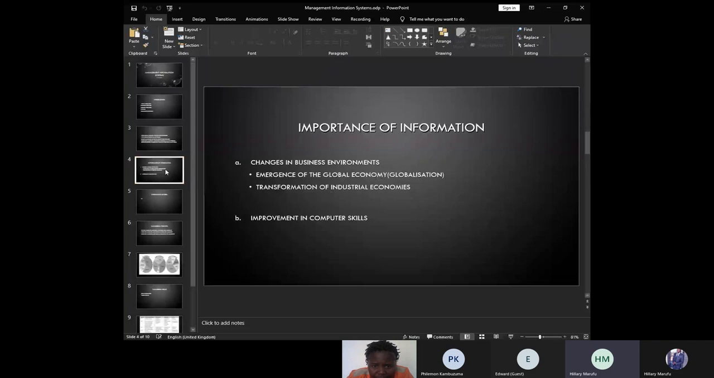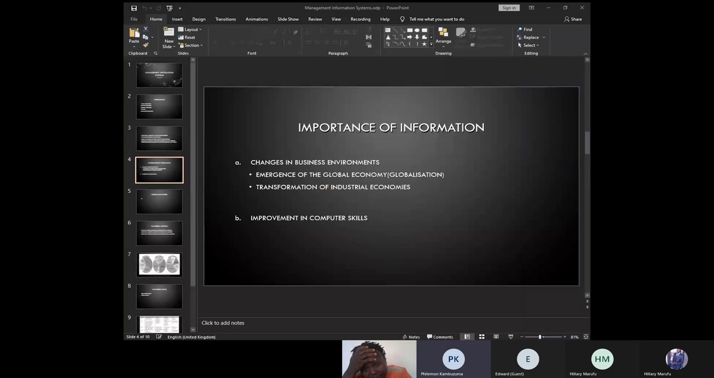Why is information important? Mr. Philemon, what is it? Why is information important? Information is important and crucial for an organization or a business because it helps in planning, organizing, and making decisions. Using information which is accurate and given timely really helps the organization to be productive.